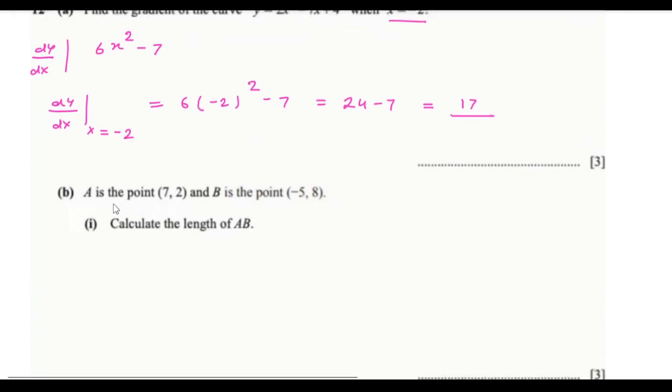Now A is a point and B is a point. Two points are given. Calculate the length of AB. So the length of AB is what? It's the distance formula. Yeah, it's the distance formula.